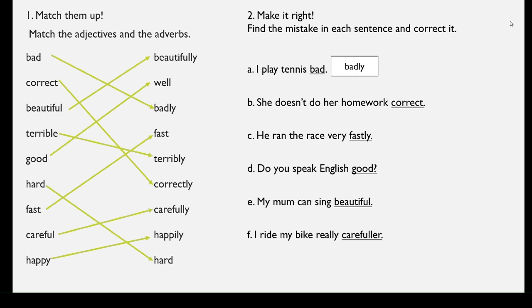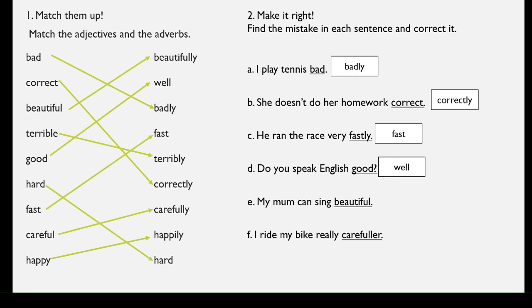And stop. Let's see the right answers. You have she doesn't do her homework correct, which is totally wrong. We should use correctly instead. He runs the race very fastly. We cannot add ly to the end of fast, so we should use fast instead of fastly. Do you speak English good? It is wrong. Instead of good, we should use well.